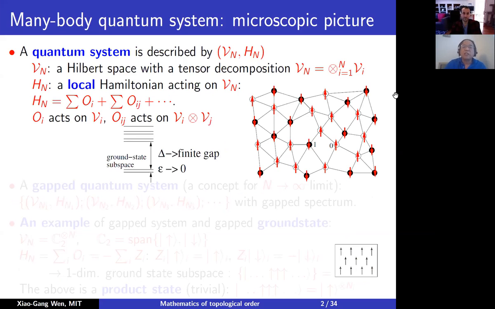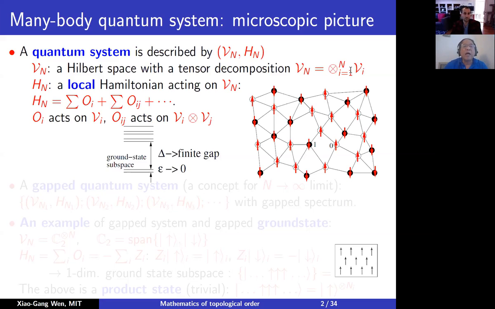Okay, so first, let's give a mathematical definition of a condensed matter system, a many-body quantum system. The important thing is that we have a Hilbert space for each site. We have a graph, and each vertex has a small Hilbert space, a vector space. And the total vector space of a quantum system is given by the tensor product of all those small vector spaces.